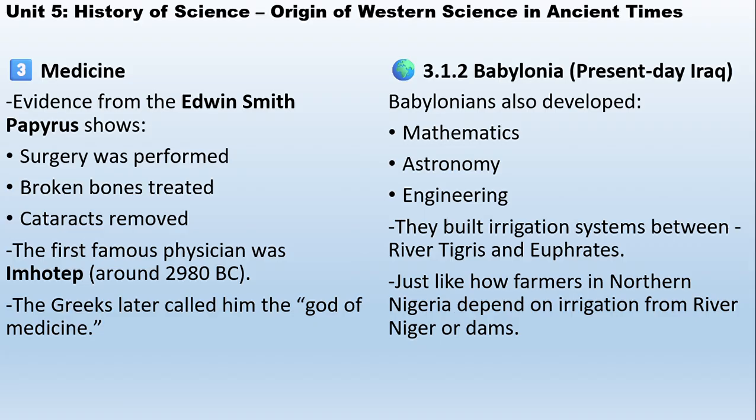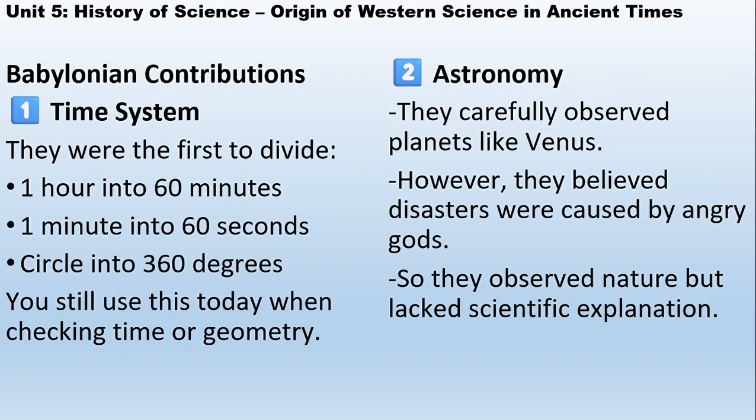So they built irrigation systems between River Tigris and Euphrates. We are trying to connect it to a Nigerian example where we understand the meaning of this irrigation system. Just like how farmers here in northern Nigeria depend on irrigation from the River Niger or dam to water their crops.